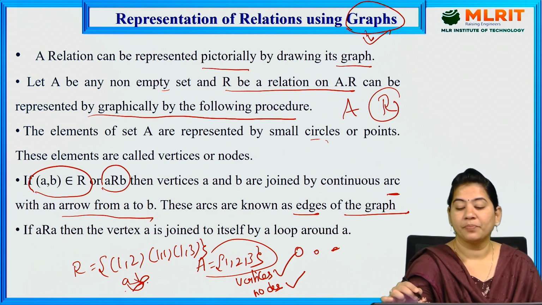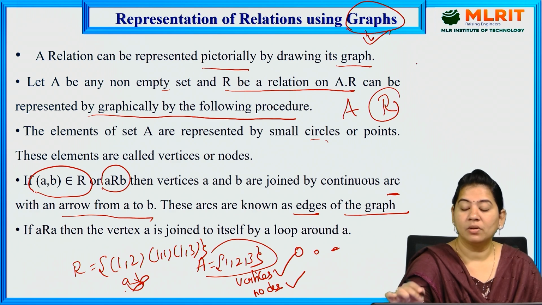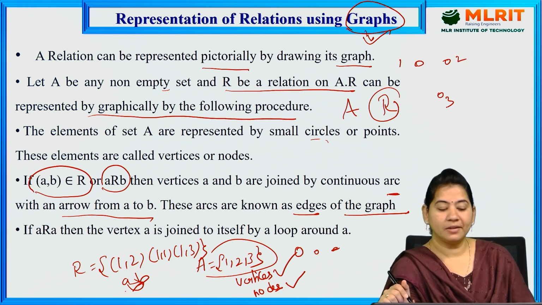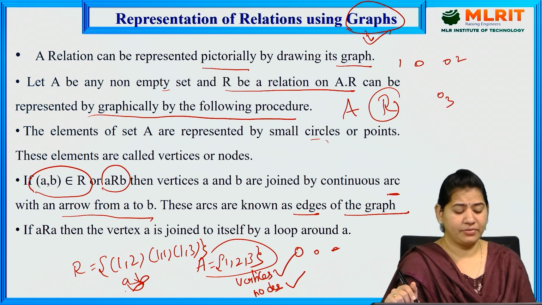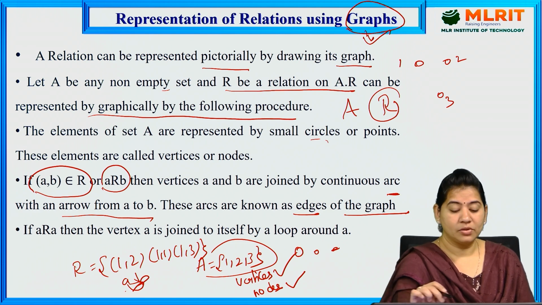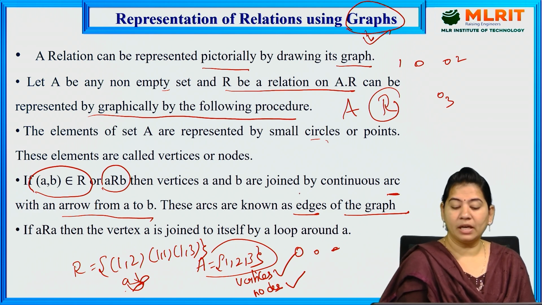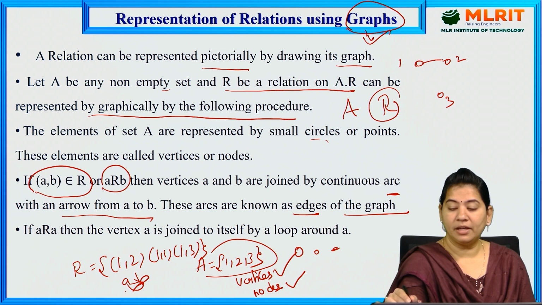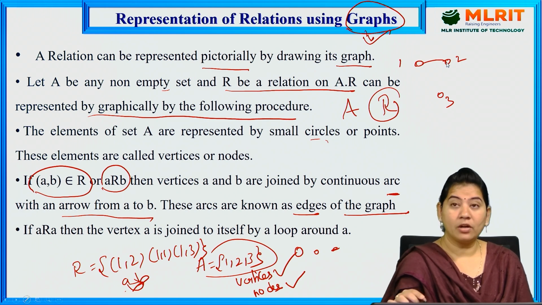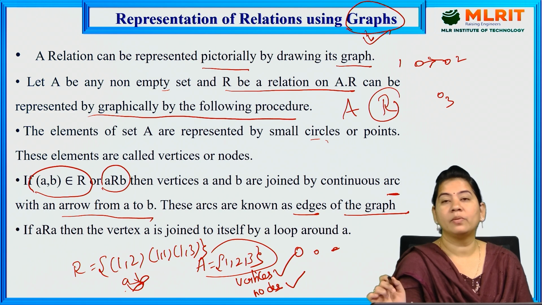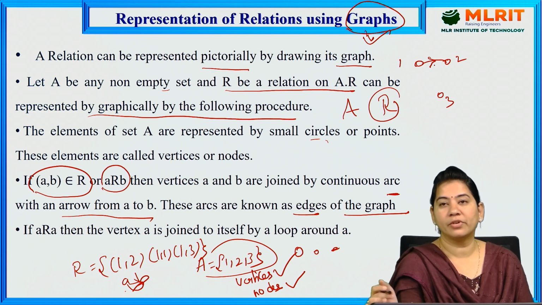So see here, 1, 2, 3, 4. How will you represent this? Here with small circles: 1, 2 and this is 3. Now in the given relation, what are the given ordered pairs? We have 1, comma 2. So A and B are joined by a continuous arc with an arrow from A to B. Here, 1 to 2, the arrow mark should always point towards 2 from 1.